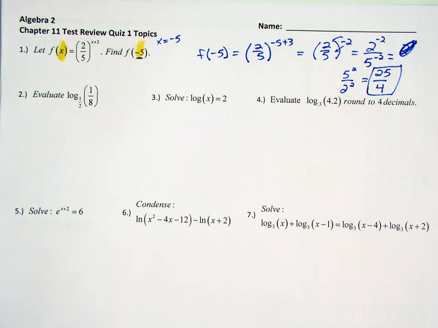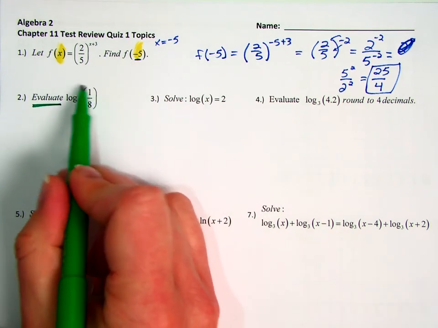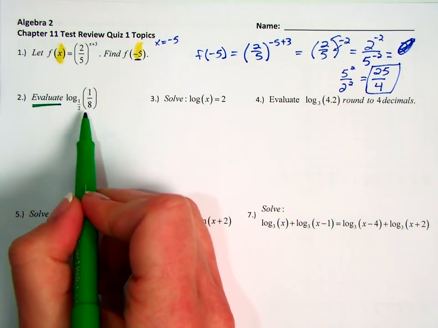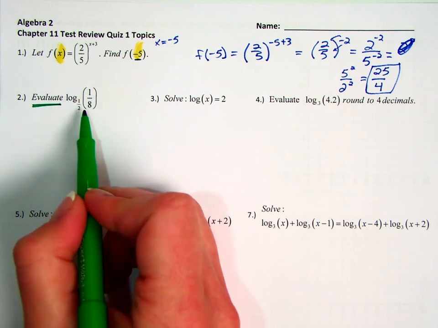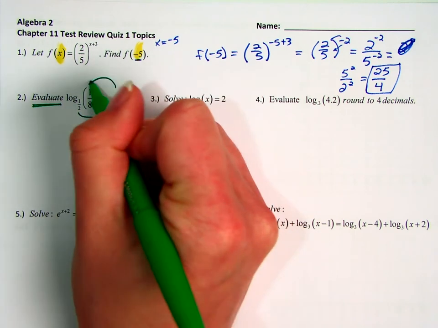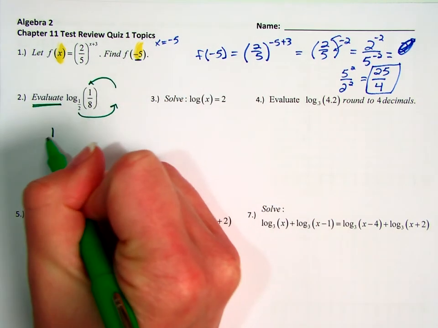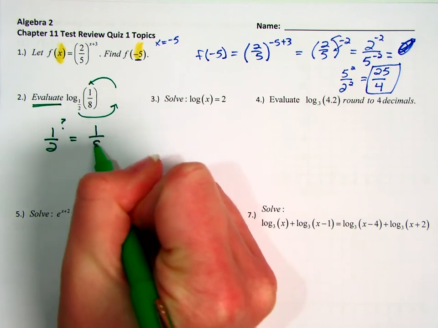All right. Number 2 asks you to evaluate this. So since they're only giving us this in log form, it's not an equation, so we're not trying to solve for a variable. That means we really have to change this into exponential so we know what's going on. So this is really saying half to some power should equal 1/8, right? So half to some power that we don't know what it is equal to 1/8.